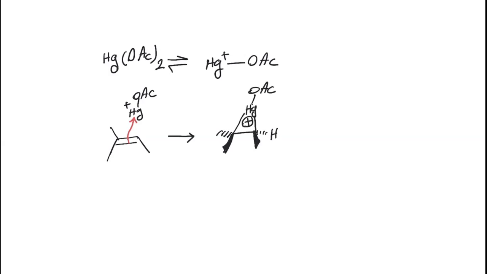And this is more stable than a carbocation because both carbons have an octet in this intermediate. And this is the mercurinium ion. Now there is no carbocation. So do you think it can undergo carbocation rearrangement? No. When there is no carbocation, there is no carbocation rearrangement. So this is the actual intermediate of this reaction.